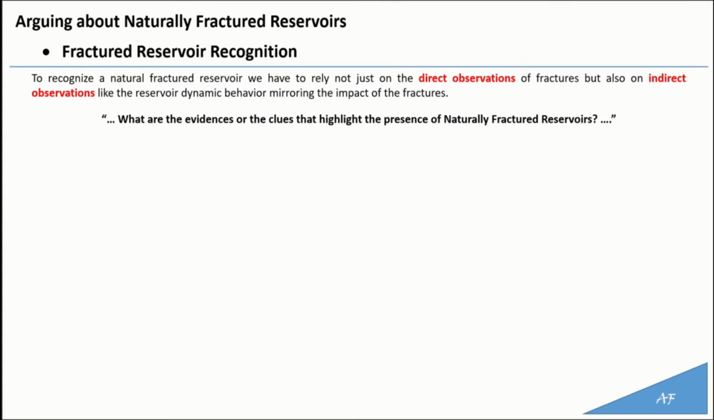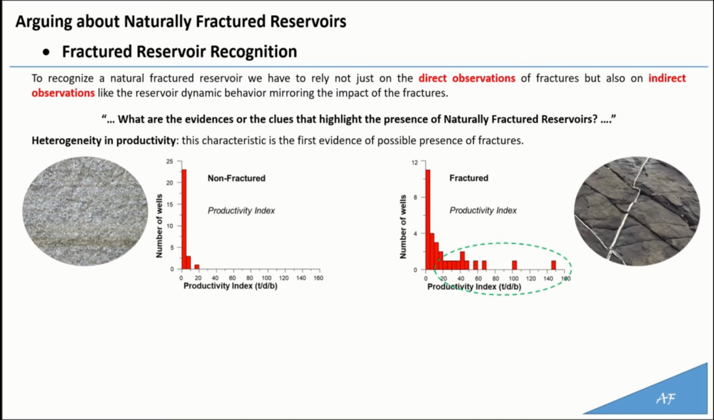So, what are the evidences or the clues that highlight the presence of a naturally fractured reservoir? Actually, there are a lot of evidences that we are going to list later, but let's start with the heterogeneity in productivity. That is probably the main evidence that highlights the presence of a naturally fractured reservoir. That means few wells with high productivity versus a large number of wells affected by lower productivity, as highlighted by the productivity index frequency plot on the right.